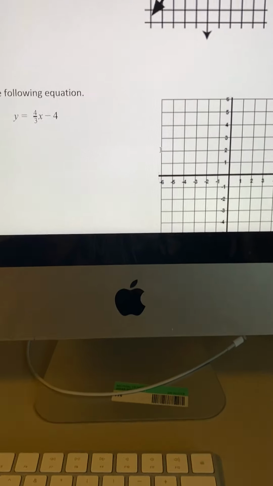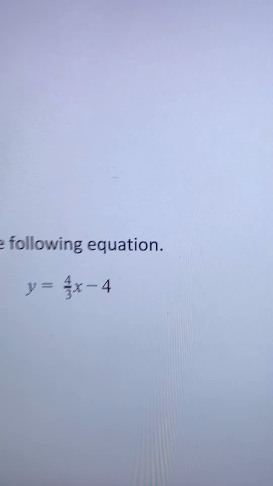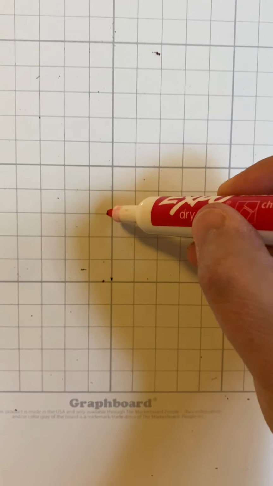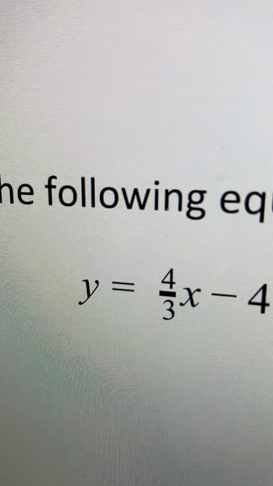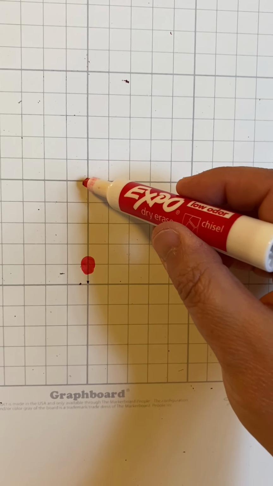So, if I'm going to graph this, my first point is, look at me, I've got another graph over here. My first point is -4 on the graph. So I go to my origin, and my y-intercept is 1, 2, 3, 4, down 4. It tells me my slope is 4 over 3. Up 4, 1, 2, 3, 4 over 3.